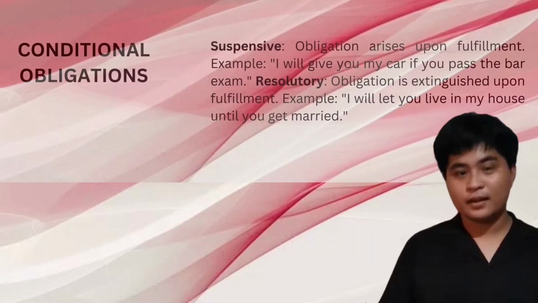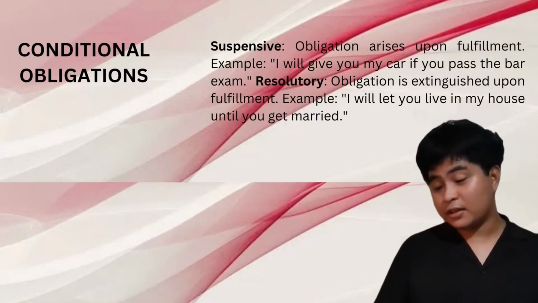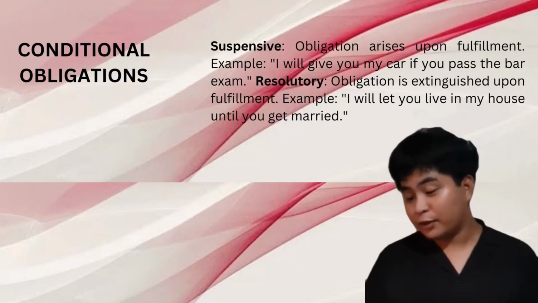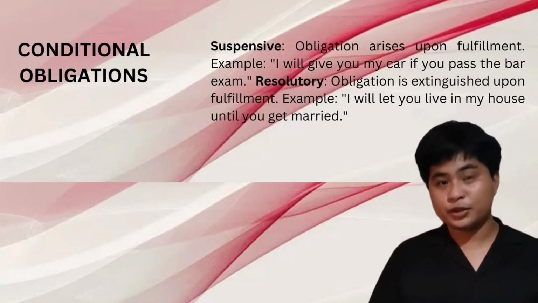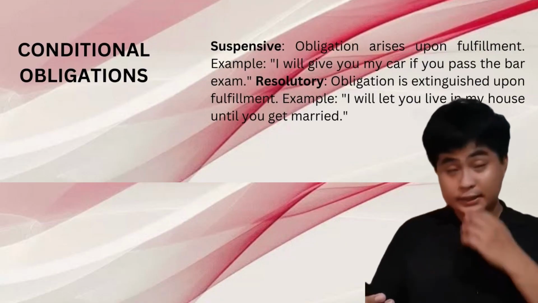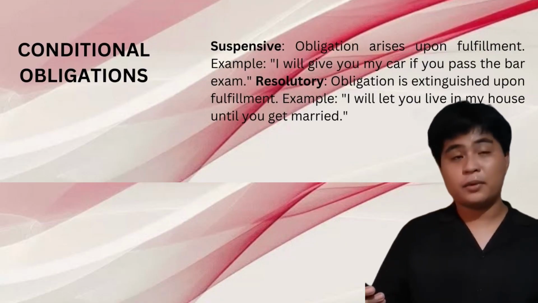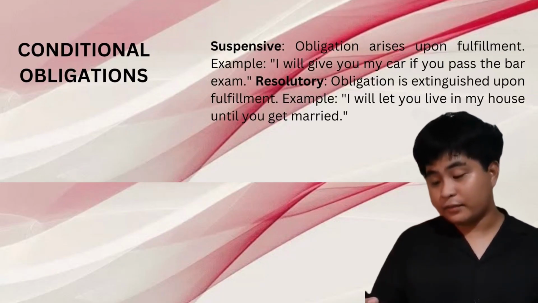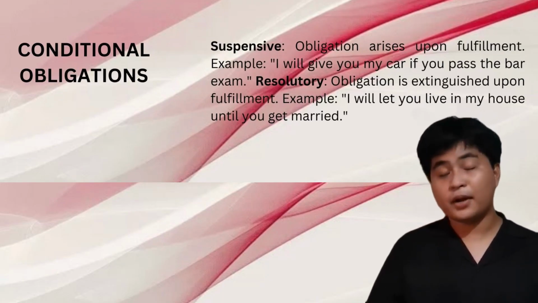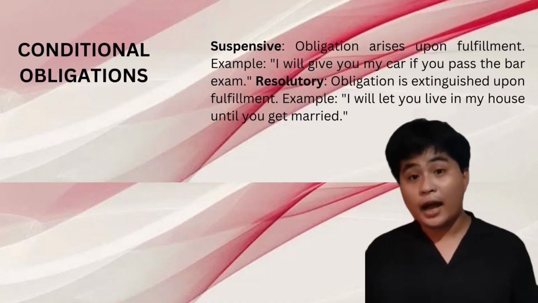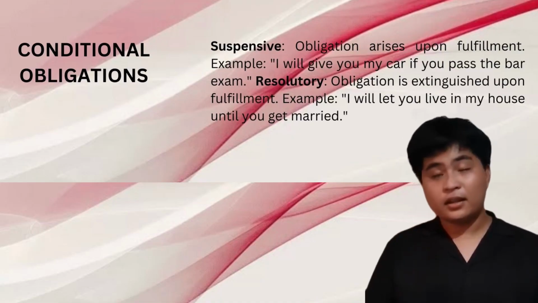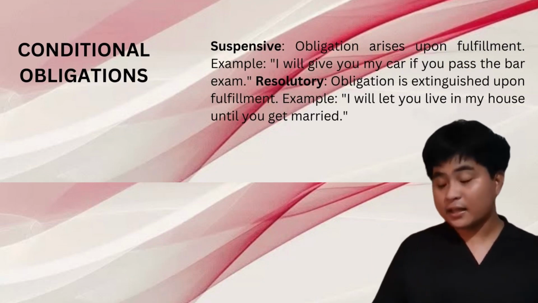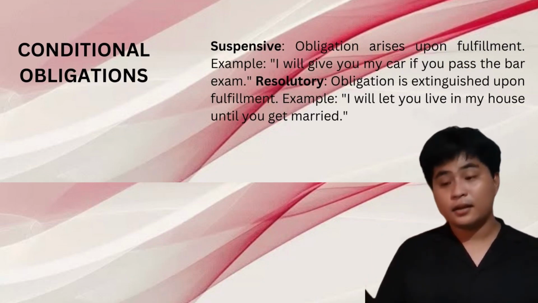And the second kind of obligation is the conditional obligations, which means fulfillment depends on a future event. There are two types of conditional obligations. First is suspensive: the obligation arises upon fulfillment. For example, I will give you a car, but only if you pass the bar exam. That is suspensive.